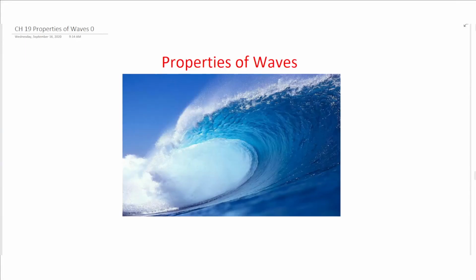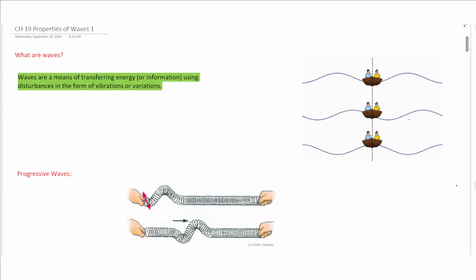Now we're going to talk about the properties of waves. The first thing we need to know is that waves are a means of transferring energy or data or information without transferring actual matter or particles. This is caused by vibrations or disturbances in a medium. This vibration is transmitted, or we transmit the kinetic energy of the particles through the medium without transferring the particles themselves from one place to the other.